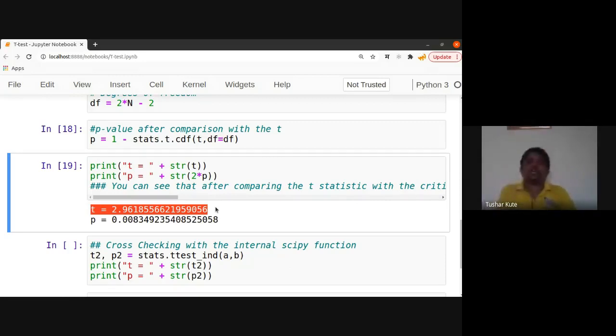And now, whatever steps I have done, I don't want that. I want to perform this independent standard t-test on the given data directly. I have just separated these steps in programmatic format, but I don't want that. I want it to be done directly from the given data set. Okay, so we'll cross check.